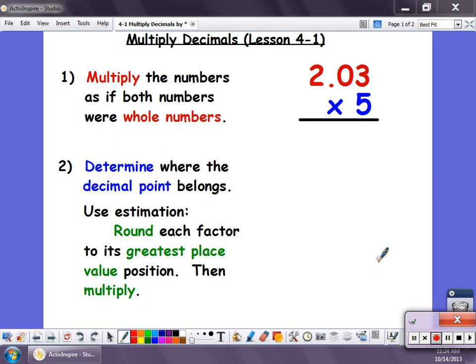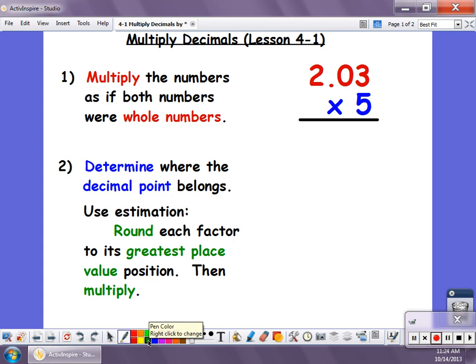Multiplying decimals is just like multiplying whole numbers. The only difference is that when you get your answer at the end, you have to figure out where the decimal point belongs. There are three methods that we can use to do that. I'm going to go over two methods with you today, and the third method I'll cover when we talk about multiplying decimals times decimals. Today we're going to focus on multiplying decimals times whole numbers.